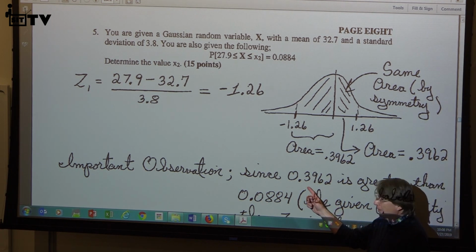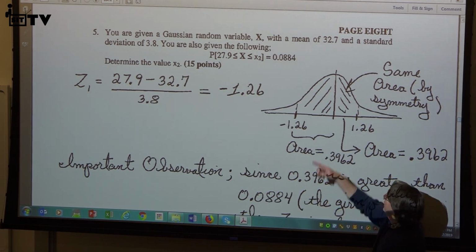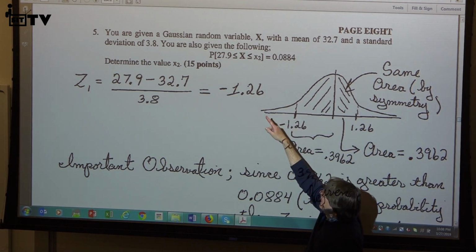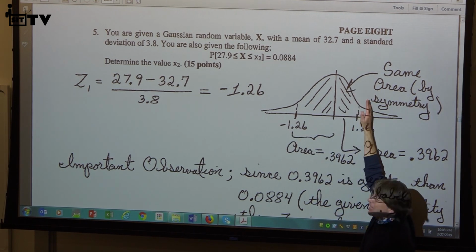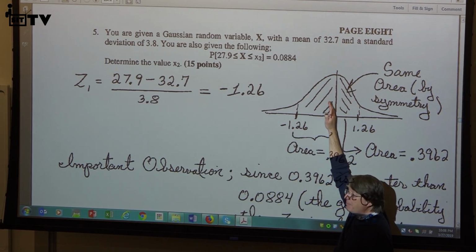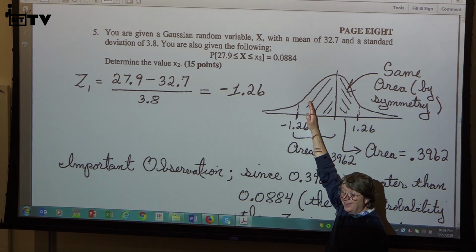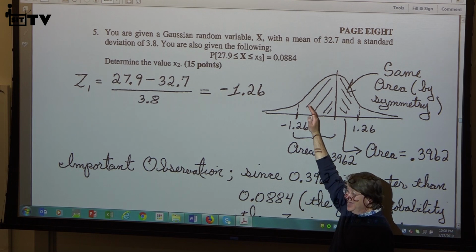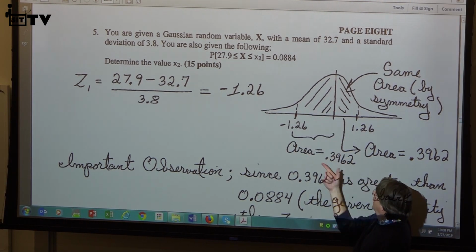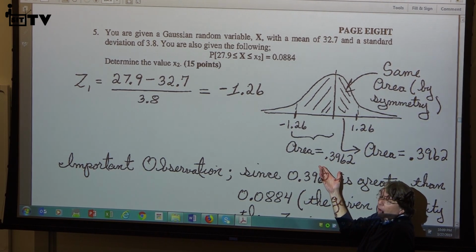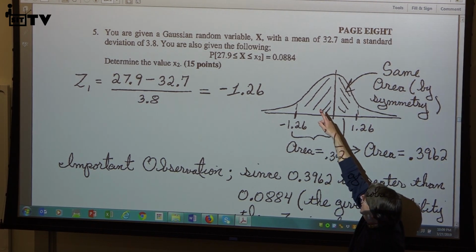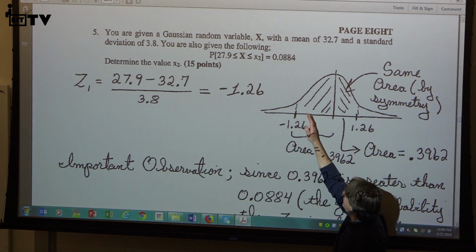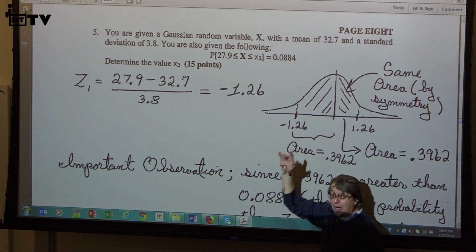Notice 0.3962 is bigger than 0.0884. That means x2 cannot be here. x2 is somewhere here. That's why I had to get the area. You see, the area from here to 0 is roughly 0.4. I have a probability of 0.08, 0.09. x2 is somewhere here. So what do I know?